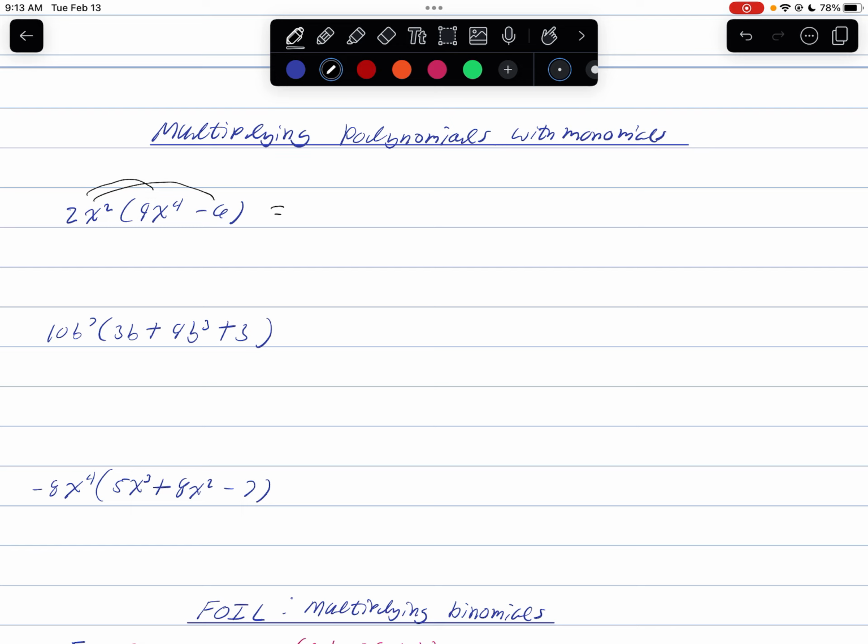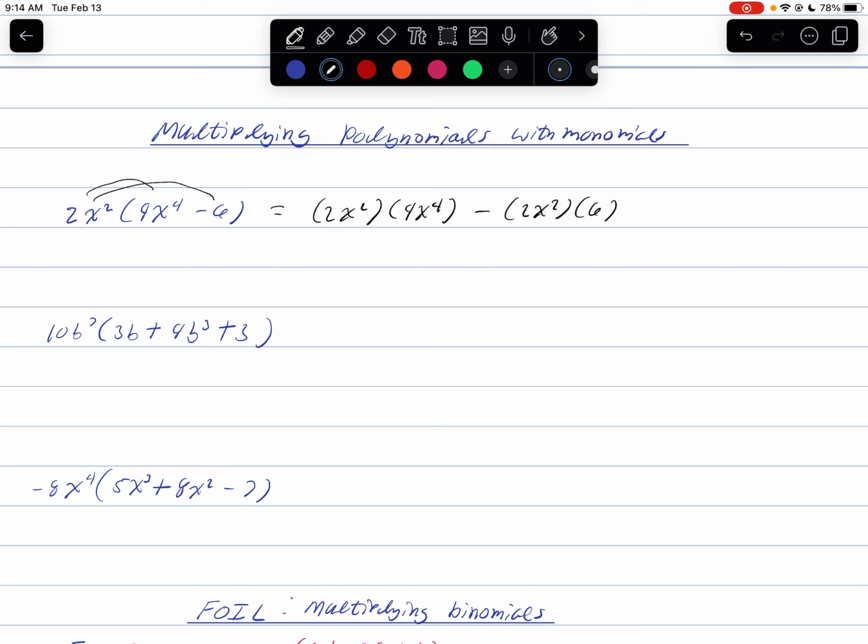So we can write this as 2x squared times 9x to the fourth, and then we'll have minus 2x squared times 6. Or you could think of this as plus 2x squared times negative 6. Either way is fine, but I'm going to write it as minus. So we have 2x squared times 9x to the fourth minus 2x squared times 6. And then we're going to perform the multiplication on each of these.